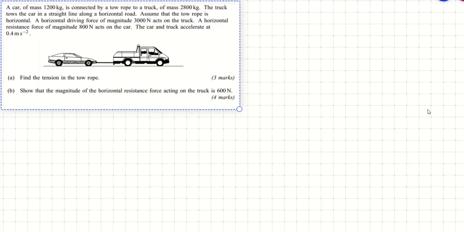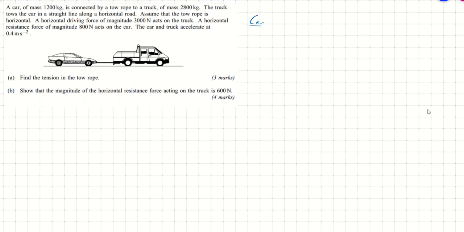In this video, we're going to look at a mechanics question involving connected particles. In this case, we have a truck pulling a car on a tow rope. Whenever we have a connected particles question, what we want to do is consider the two particles, or the two objects, the truck and the car, separately. So let's draw a force diagram of the forces acting on the car first of all.